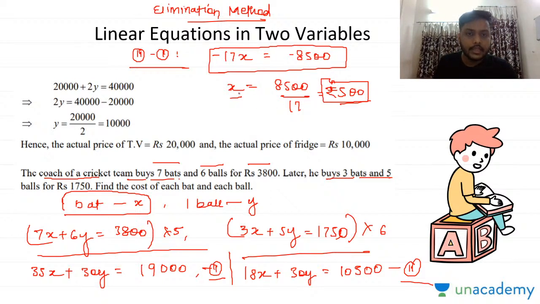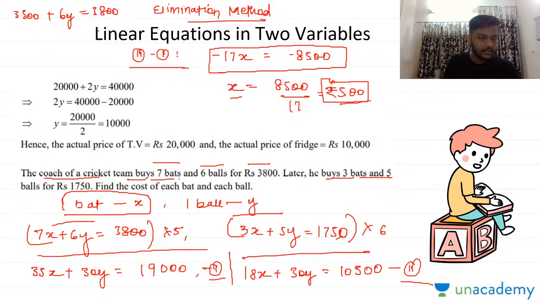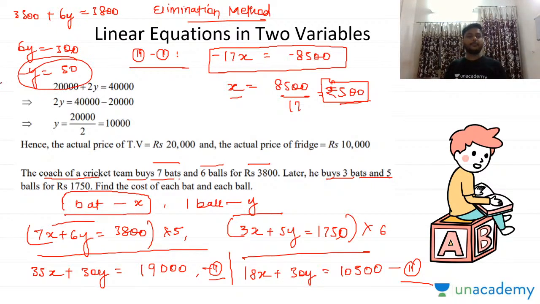Now let's find out y. If you want to find out y, guys, what will you do? To find out your y over here, you can simply use either this equation or that equation. I'm using this one. I'm having 7 times 500, that is 3500, plus 6y is equal to 3800. From here you will be having 6y is equal to 300, and from here you'll be getting y is equal to 50, correct? Which means the cost of one ball is 50 and the cost of one bat is 500.